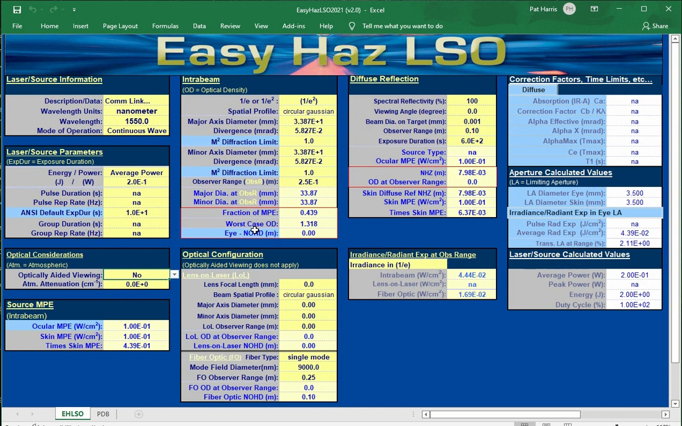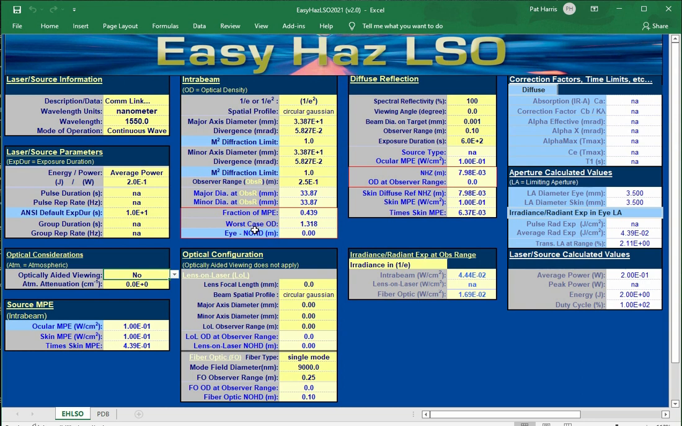We just go ahead and say, well, your NOHD is so long it doesn't matter whether you reference it from the beam waist or the output aperture of the beam expander. But if you were running low power, where your NOHD was, say, 50 meters, and you'd pushed your beam waist out 50 meters, and you were telling your user what the nominal ocular hazard distance is, you have to remember that the assumption is it's measured from the output aperture.